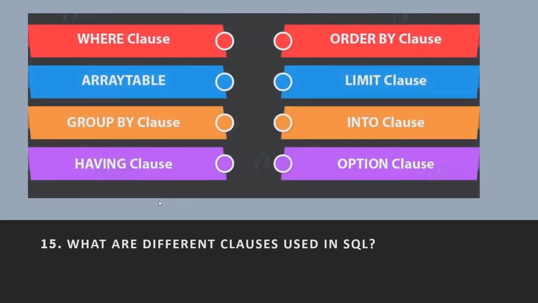What are the different clauses used in SQL? The different clauses are where, order by, group by, limit, into, having, and option.